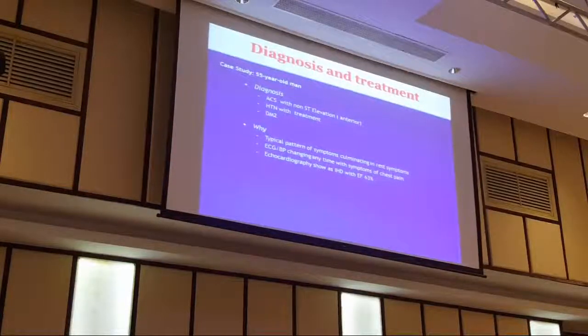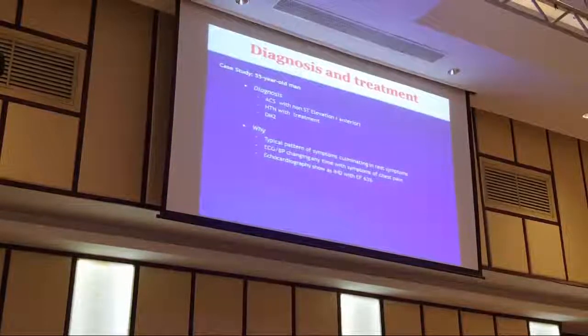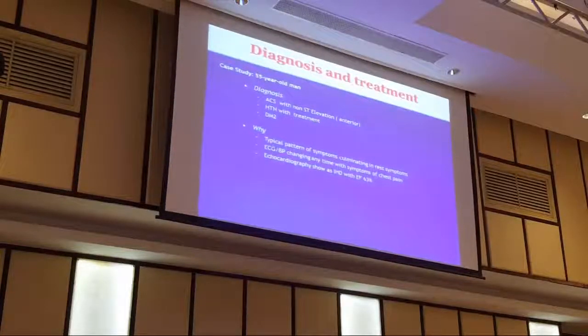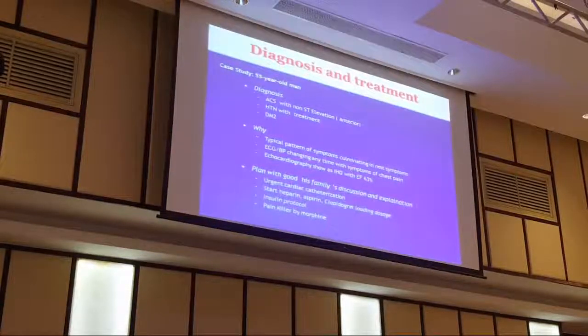So what criteria do we depend on for planning such a diagnosis? We depend on three: the symptom that comes with it, BP changing at any time with the symptom of chest pain, and echocardiography showing ischemic heart disease with an ejection fraction of 63%.